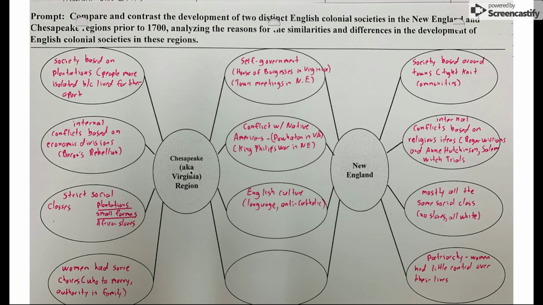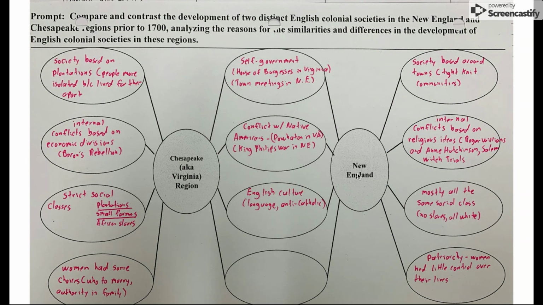A second difference is based on the kinds of conflicts that they had, or internal conflicts. So you see internal conflicts here, and you see internal conflicts there. So you should always be doing that when you're looking at differences, trying to find matched pairs here. So in New England, the internal conflicts they had, that means conflicts within their society. I'm not talking about conflict with natives here.